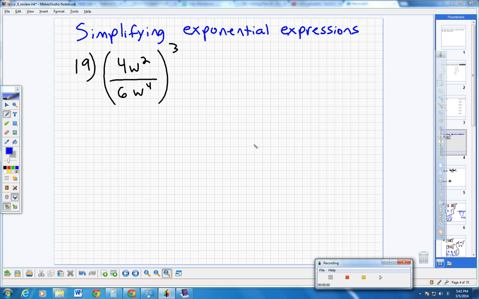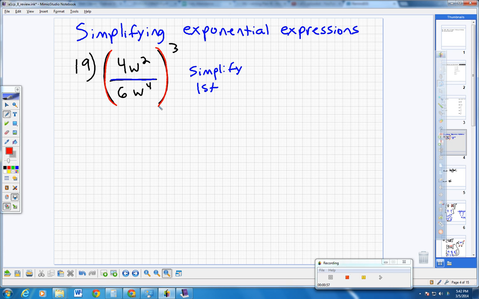So the first thing that we have here is the quantity 4w squared over 6w to the fourth, that quantity raised to the third power. Again, there's an easy way and a hard way to do this. What we want to do is simplify first, if possible. Let's simplify it first from the inside. When I say simplify first, we're going to simplify everything in the parentheses before we raise everything to that third power. Otherwise it can get kind of messy and cumbersome.